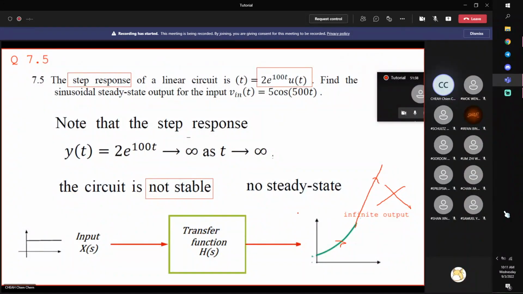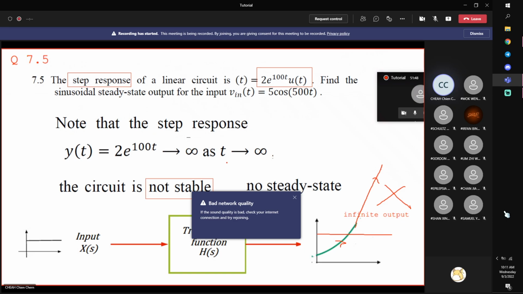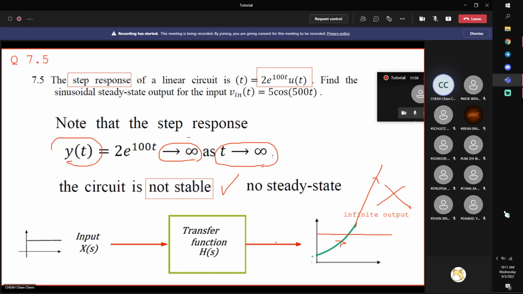DC input gives you DC output: stable, finite. Unstable means a DC input gives you infinite output, right? So if your output goes to infinity at steady state, then we say that it is not stable, it is unstable.